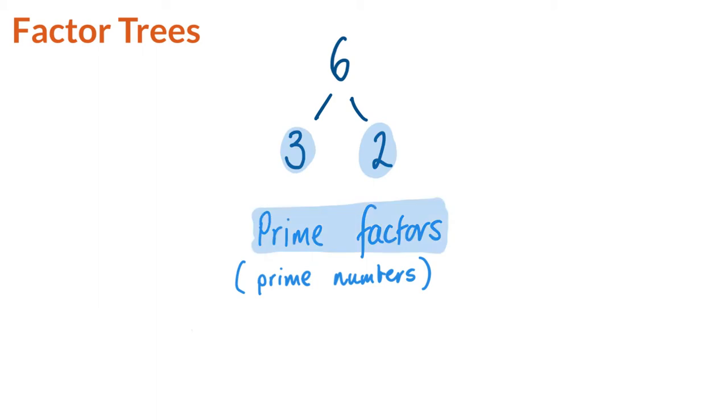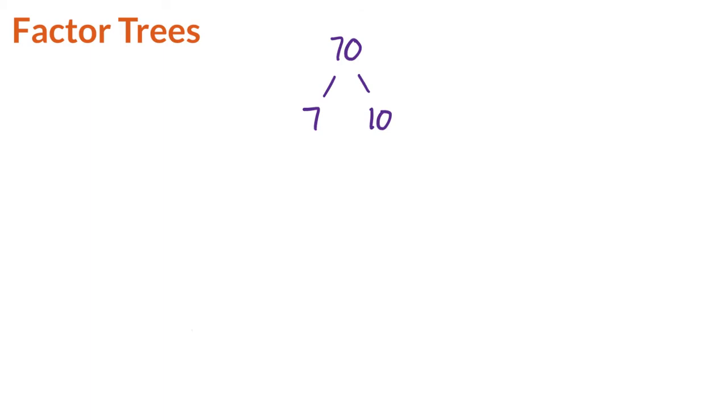Let's have a look at an example. The factor tree for 70 starts off like this. 7 is a prime number as it can't be split into any other factors apart from 1 and itself. So this is the end of this branch. 10 can be split into 2 and 5. 2 and 5 are also prime numbers as they can't be split into any other factors. So this is the end of these branches.